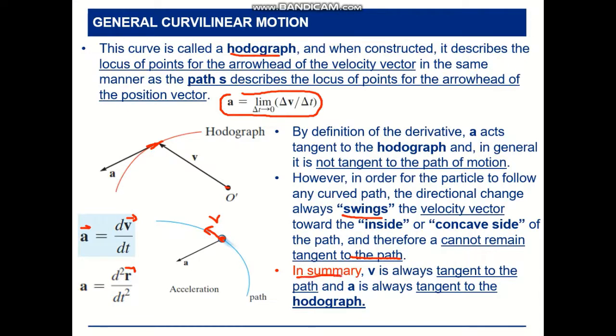In brief summary, the velocity is always tangent to the path, but acceleration is always tangent to the hodograph. Okay, so these are the remarks. If we take the derivative, it gives us the tangent line. In the normal path, the velocity is tangent to the path. But if you take the imaginary graph, the hodograph, and take the first derivative of this velocity curve, it gives us acceleration, which is tangential to the hodograph.